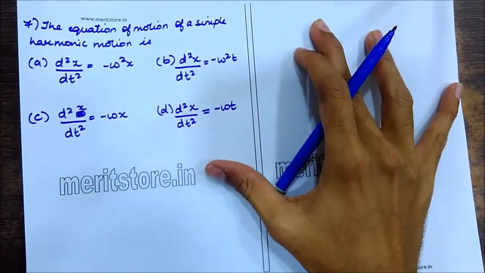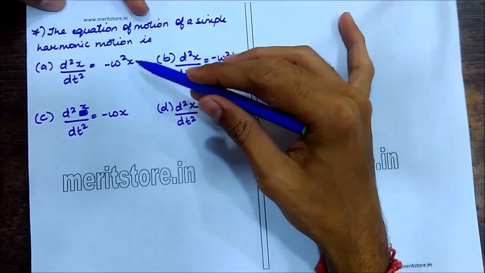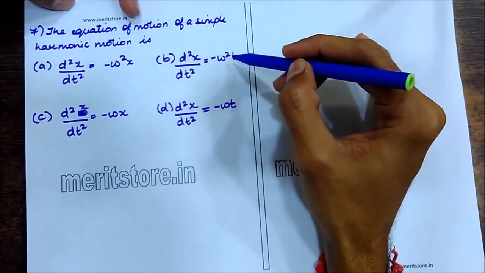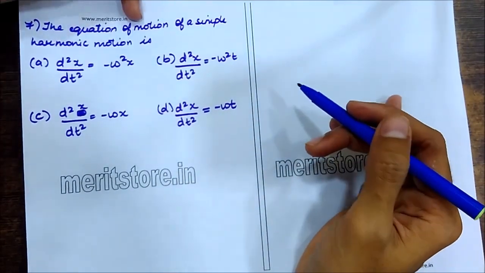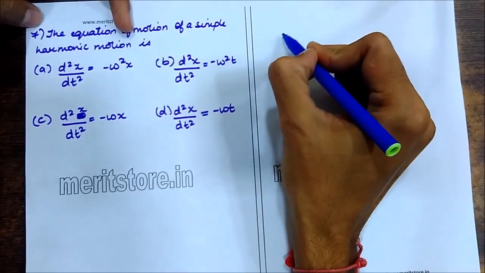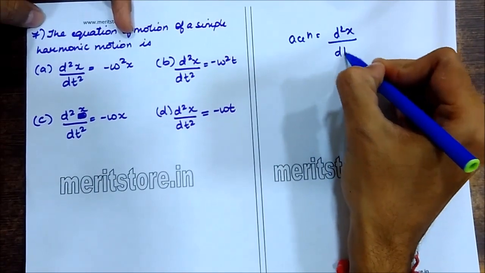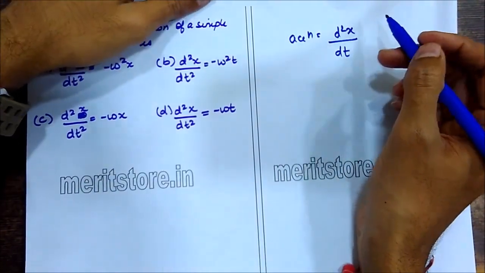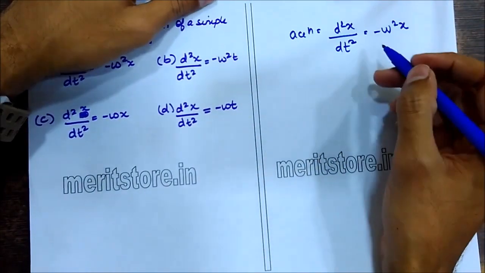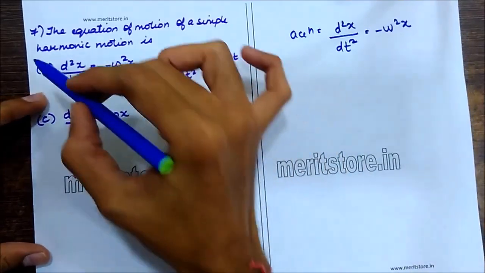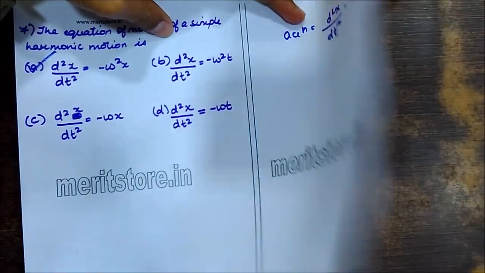Okay, the next sum we have is the equation of motion in a simple harmonic motion, which is d square x by dt square equals minus omega square x. In simple harmonic motion, acceleration is equal to the change in velocity upon time, so that is d square x by dt square, which is equal to minus omega square x, where omega is the angular velocity. So the correct option is A, d square x by dt square is equal to minus omega square x.